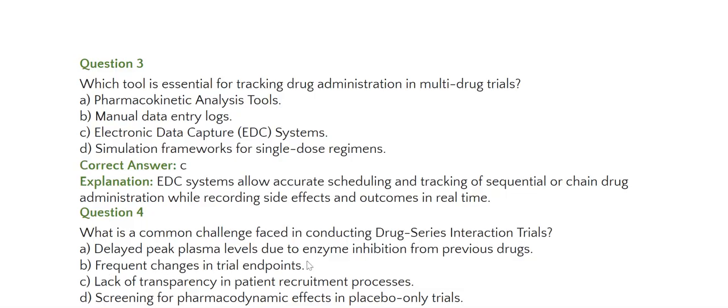Question four: what is a common challenge faced in conducting drug series interaction trials? A, delayed peak plasma levels due to enzyme inhibition from previous drugs. B, frequent changes in trial endpoints. C, lack of transparency in patient recruitment processes. Or D, screening for pharmacodynamic (PD) effects in placebo-only trials. So the answer would be A, delayed peak plasma levels due to enzyme inhibition from previous medications, as delayed drug efficacy due to enzyme inhibition by a previously administered drug in the series exemplifies a key pharmacokinetic (PK) challenge in these trials.